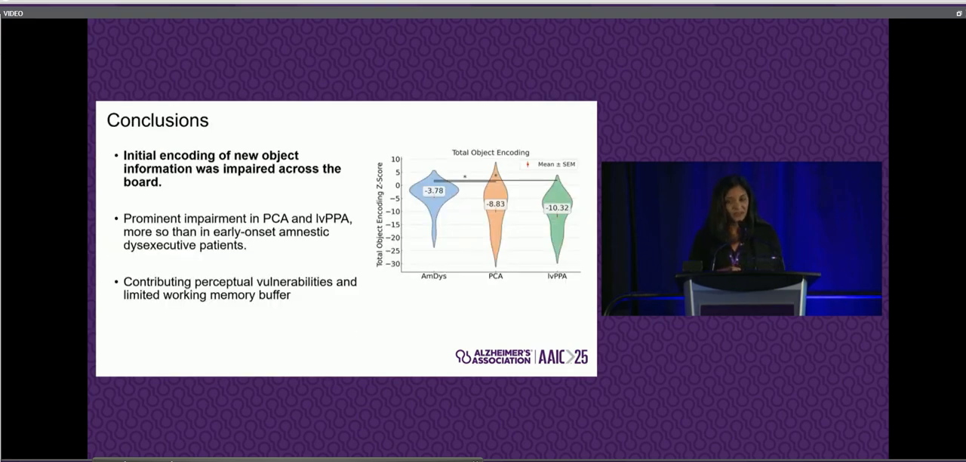So to conclude, we saw initial encoding of new object information that was impaired across the board. This was more prominently impaired in PCA and LVPPA, more so than in early onset amnestic dysexecutive patients. We think there are contributing perceptual vulnerabilities as well as a limited working memory buffer that could have contributed to the performance on encoding that we saw in PCA and LVPPA in particular.